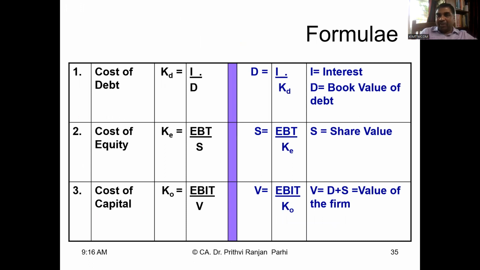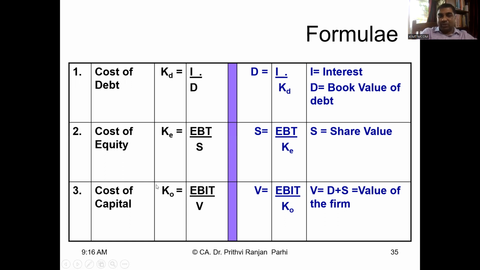Now, some of the formulas also we will remember. First of all, you know most of these formulas. You know the cost of debt is equal to interest by value of the debt, or I by D. From this formula, we can derive: if KD is equal to I by D, what is debt? D is the value of debt. If KD is equal to I by D, then D is equal to I by KD. Derived formula. So the value of the debt is equal to interest by cost of debt.